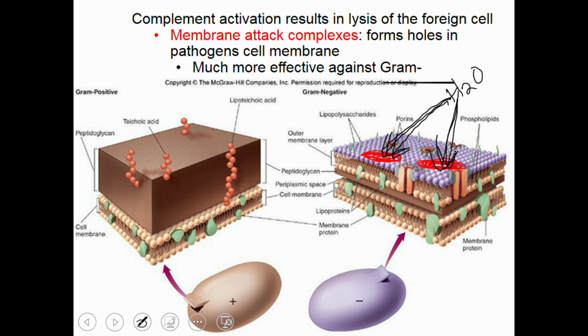And essentially, this cell will then undergo osmotic lysis. And so this will then degrade it. As opposed to the membrane attack complexes for gram-positive, it can't form holes in the peptidoglycan. It somehow would have to get through all of that and then degrade down here. And sometimes it does happen, but complement, by and large, gram-negative is key. Complement, membrane attack complexes, which are these holes right here, gram-negative because they have the outer membrane.